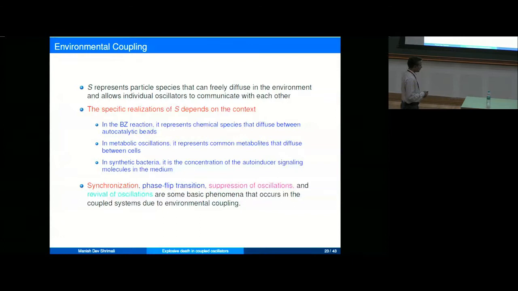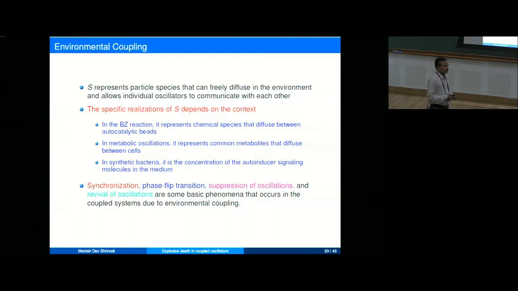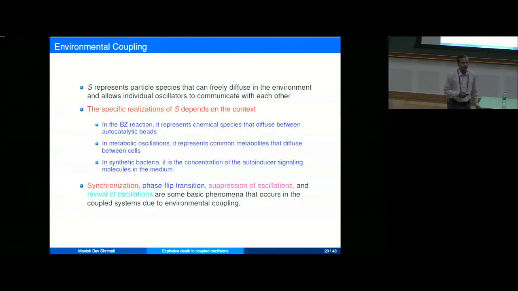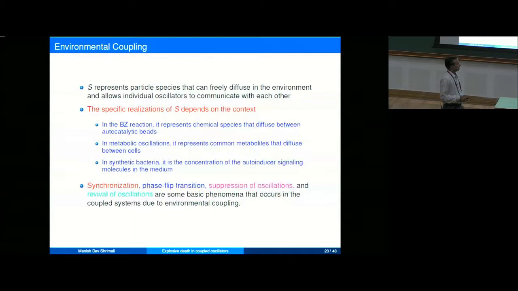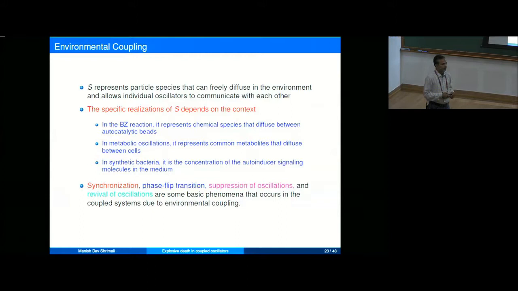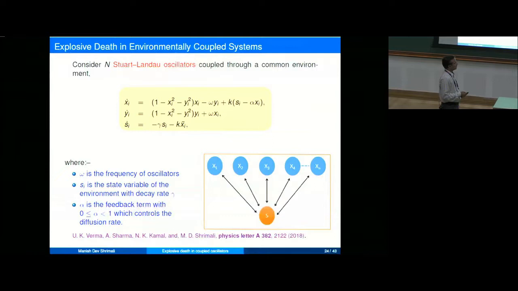So you can see that previous studies already show that if you have indirectly coupled oscillators, you have a synchronized state, and you can have a transition from in-phase to antiphase synchronization, referred to as a phase flip transition. You can also suppress the oscillations, or by some means revive the oscillations.